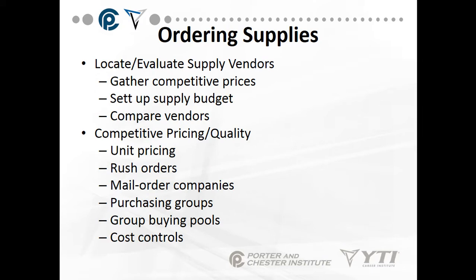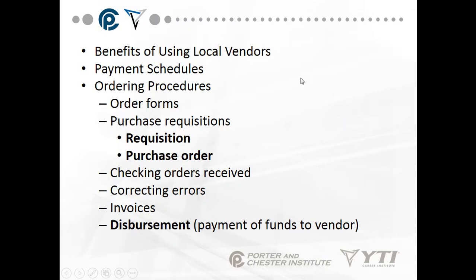How about ordering supplies? You have to locate and evaluate supply vendors, and this is what the practice manager does. You will gather competitive prices, you'll set up a budget, you compare vendors, you look at the pricing versus quality. Is it unit pricing? You're going to look and see if your vendor can do rush orders without any high cost. How about mail order companies, purchasing groups, group buying pools like BJ's or Sam's Club, and cost controls? This is all what the practice manager has to work on.